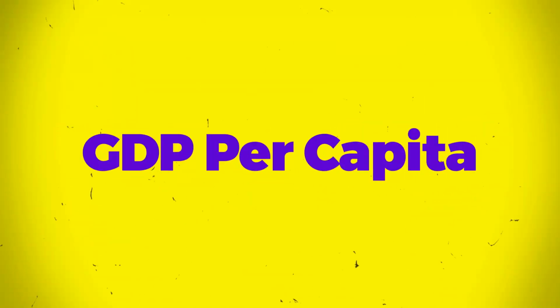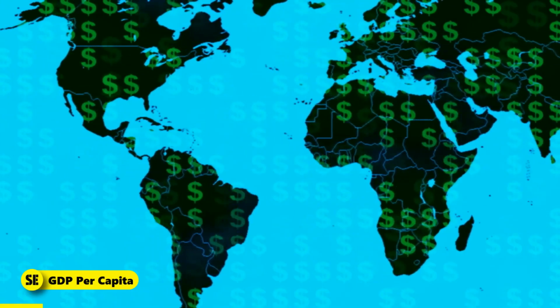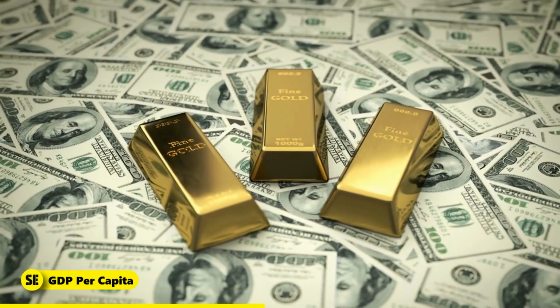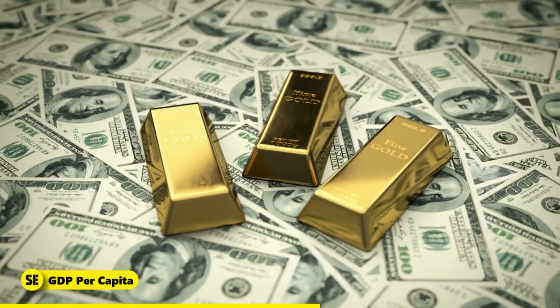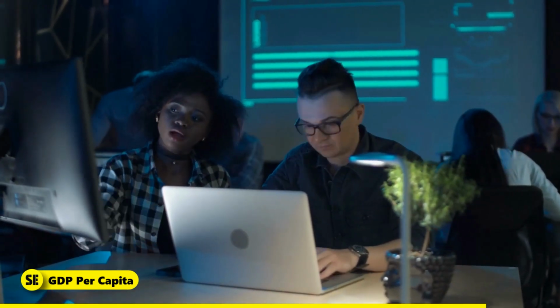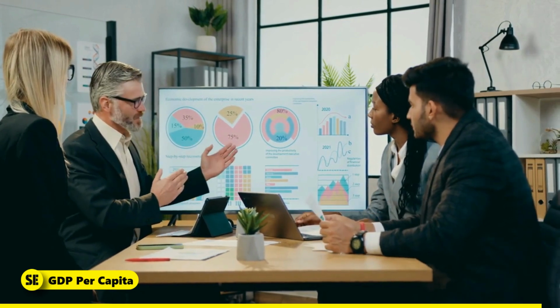GDP per capita. GDP per capita is a measure of economic output or income per person in a country. It reflects average productivity and living standards. Per capita GDP provides insights into individual economic production value and overall national wealth. Factors like technology advancements and special resources can impact per capita GDP growth.